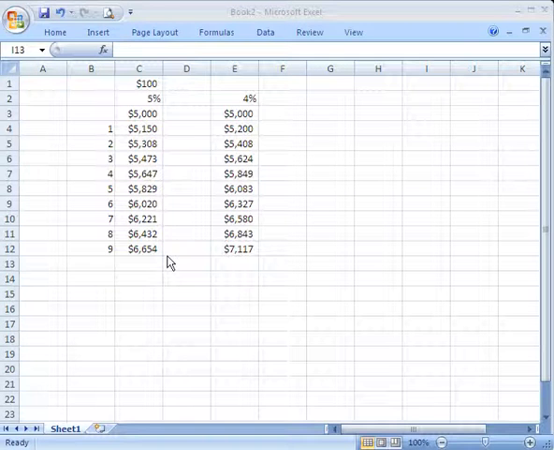Another possibility is to get charged a lower management fee. If the management fee is lower, this amount goes up. And if it goes down low enough, if the management fee goes down to about $58, this rises up to $7,117 and matches the no fee case.